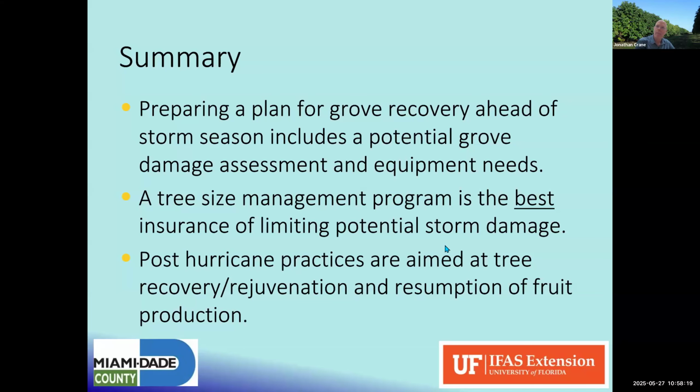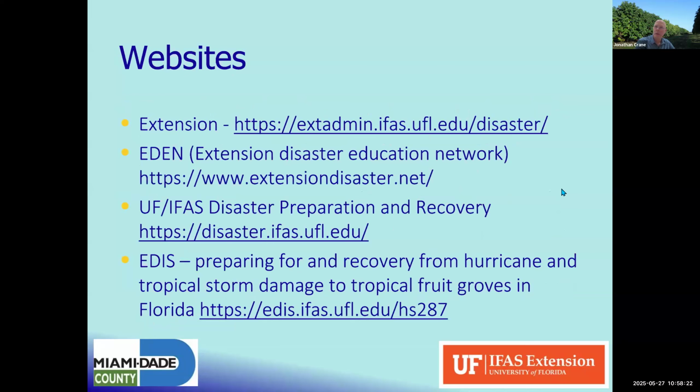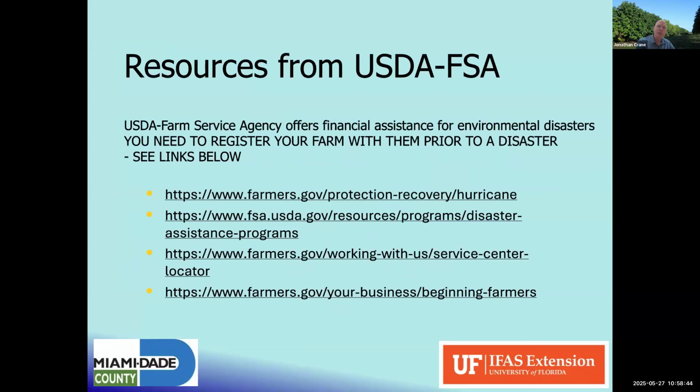Here are some extension websites that have to do with disaster planning and hurricanes and other things. You can search the EDIS website or the Ask IFAS website. This is the extension administration website specifically for disasters. And then here are resources from the USDA Farm Service Agency. I would encourage you to make contact and register with them for any resources they may have for before and after a natural disaster.